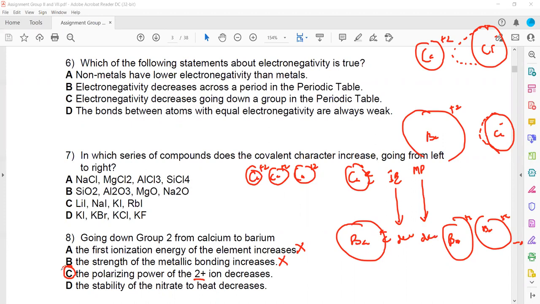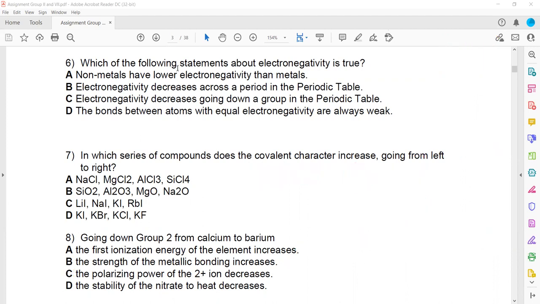And stability of a nitrate, thermal stability always increases. Even this is about thermal stability. Thermal stability always increases because if calcium is causing more polarization to chloride, it can dissociate or break down the compound easily. But because the barium is causing less distortion to the chloride, it will be more stable and it needs more energy to separate. So for question 8, C is the right answer.